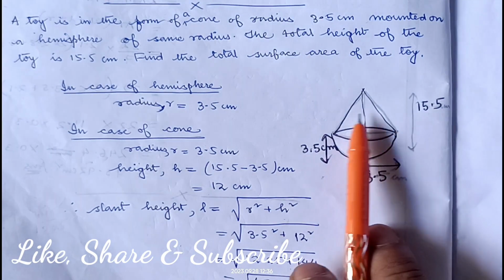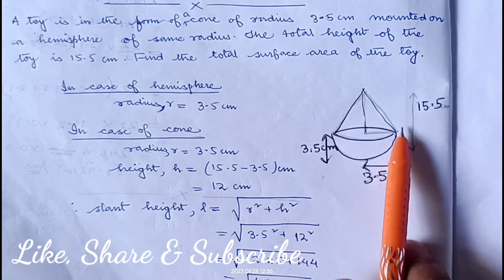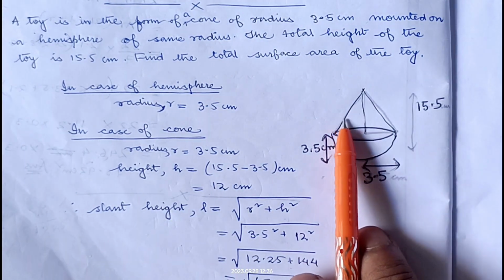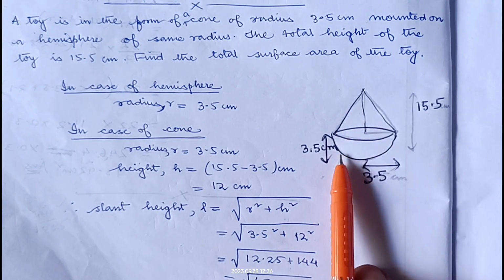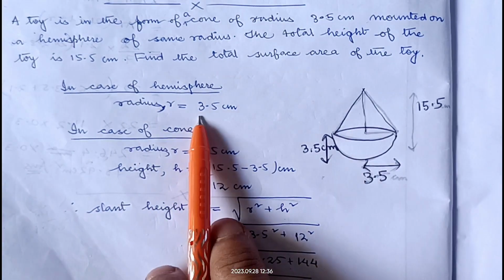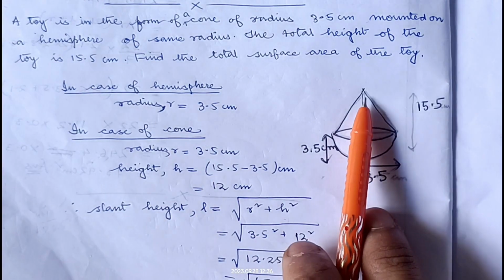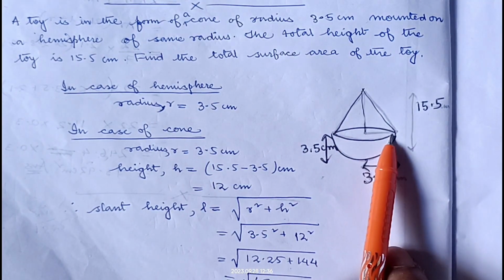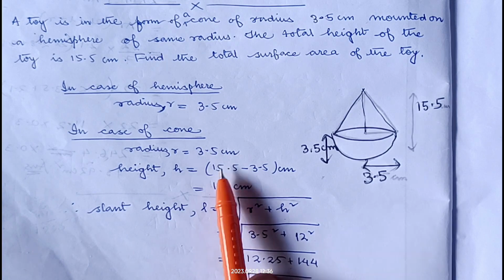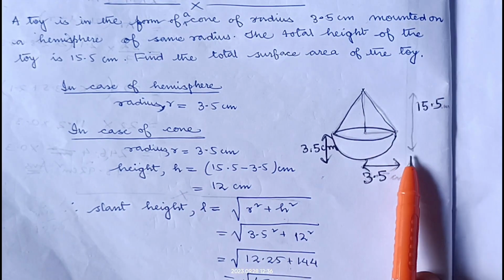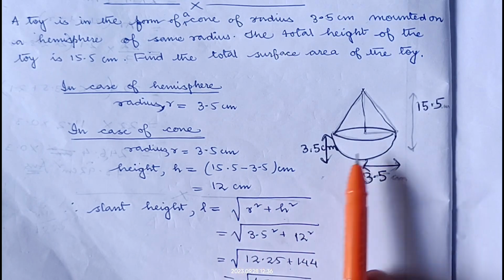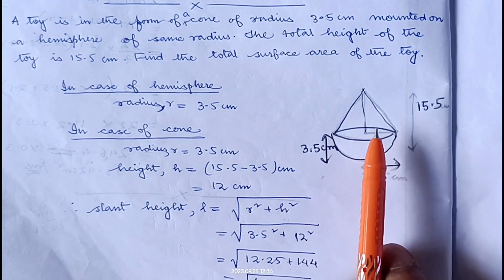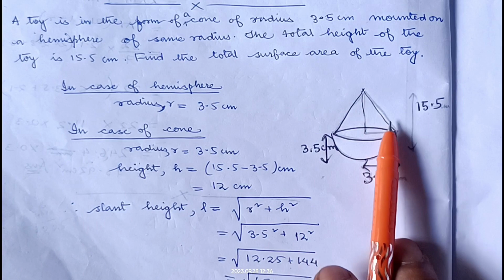We have to find the total surface area. Here total surface area of the toy will be curved surface area of the cone plus curved surface area of the hemisphere. Now in case of hemispherical part, radius is 3.5 cm. In case of conical part, radius will be the same, 3.5 cm, and height will be 15.5 minus 3.5, that will give 12 cm. Since we have to find the curved surface area of the cone, we require slant height.